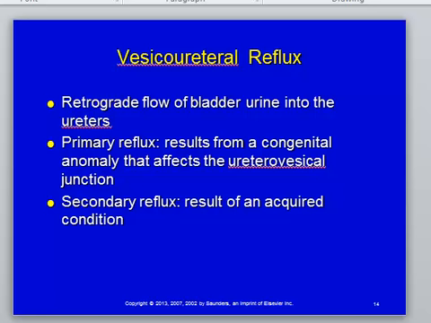But when a defect occurs at the vesicoureteral junction, then we'll have what they call VUR, which is vesicoureteral reflux. And that results from that. That's that primary reflux, usually from a congenital anomaly that affects that junction. Secondary reflux can be associated with a lower UTI is also possible, and that's just transitory VUR.